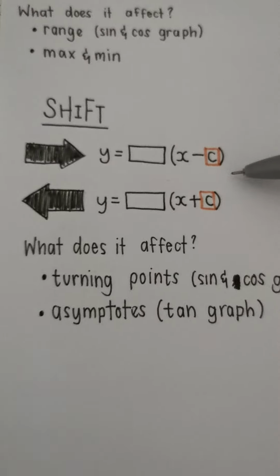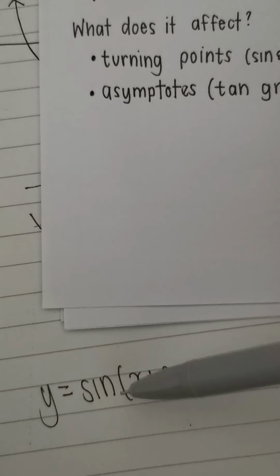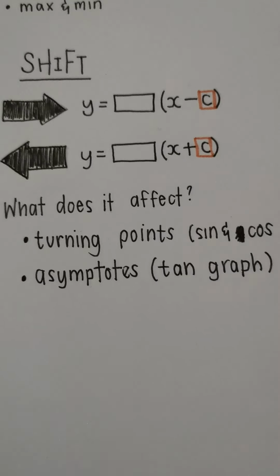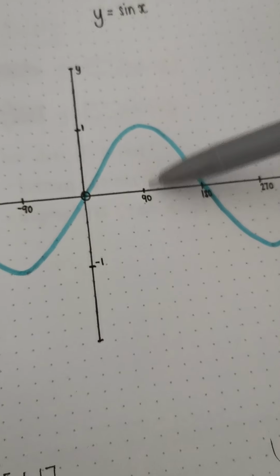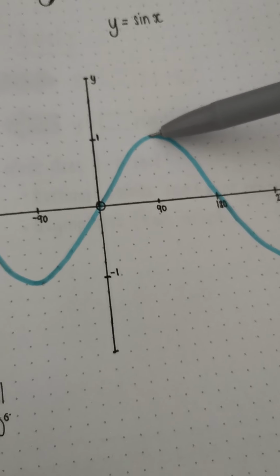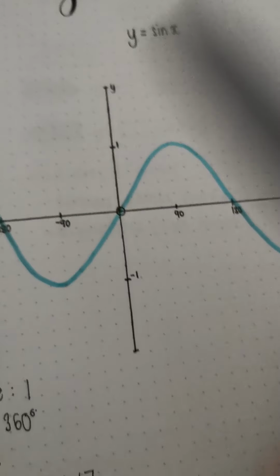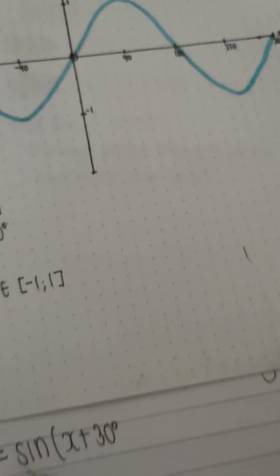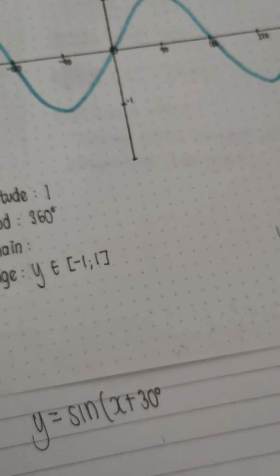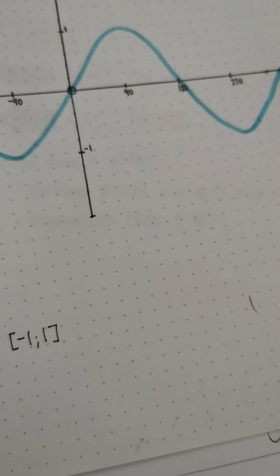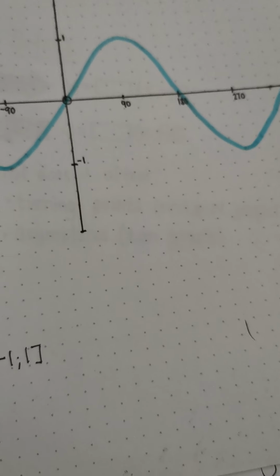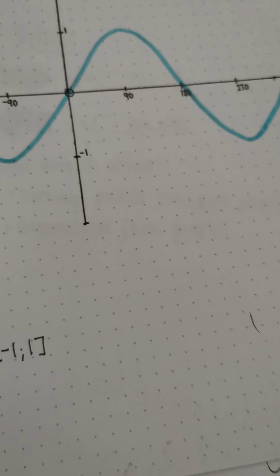What does this plus and minus c value do? This can go for the sine graph, cos graph, tan graph. It affects the turning points of my sine and cos graph, because for example, here it would have happened at 90 degrees and 1. It's now going to happen at 60 degrees and 1 if it is this graph over here. This is why it's very important to know what your mother function looks like, so that you can notice whether a graph got shifted left or right.